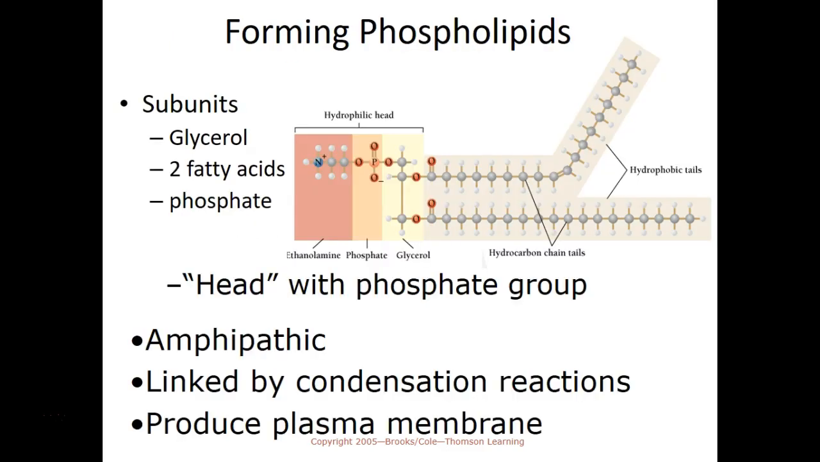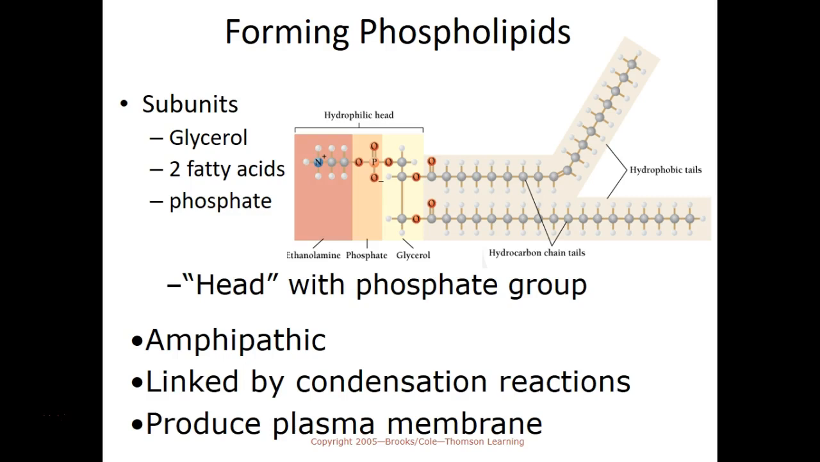So now let's look at phospholipids. Phospholipids are some of the most important fats in our body, and the reason I say this is because they make up every one of our cell plasma membranes. Without phospholipids, we would not have the plasma membrane of our cell, and if we don't have the plasma membrane, then we don't have cells. They're basically the walls of the cell. They make up the structure of the cell.